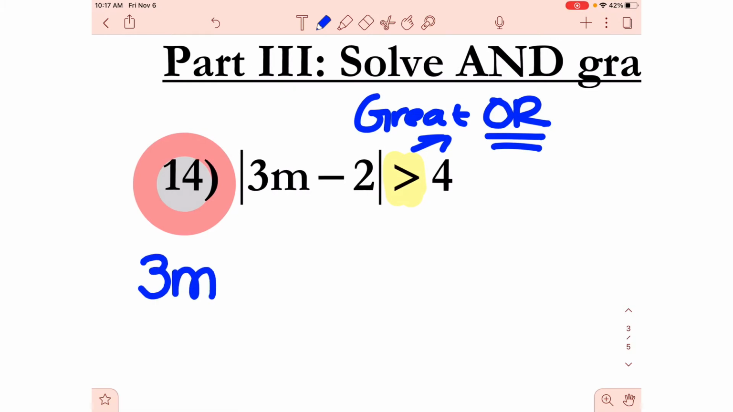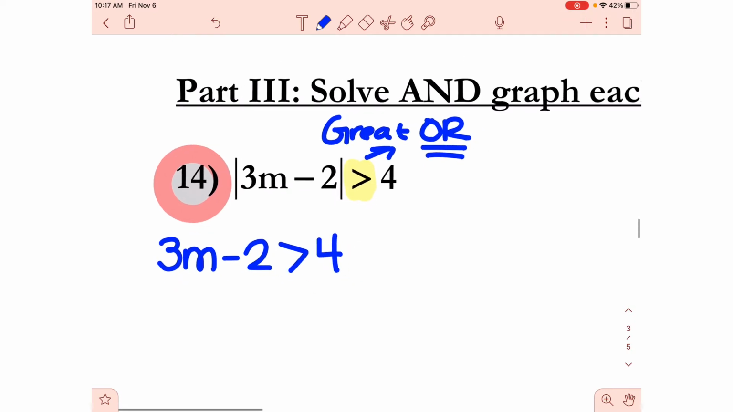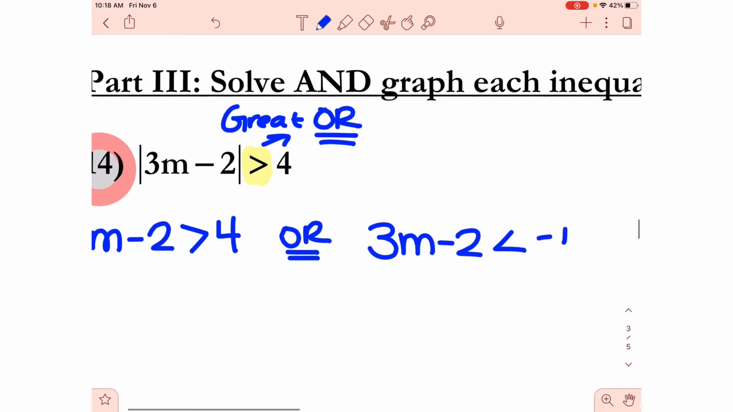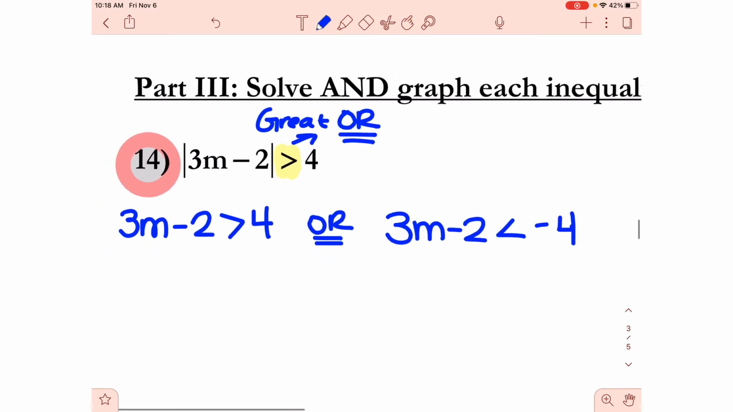So what I'm going to do is I'm going to say this. Okay, the inside of the absolute value, 3m minus 2, it has to be bigger than the number 4, or it could also be smaller than negative 4, because if I pick a number smaller than negative 4, like negative 10, and then I take the absolute value of it, I get positive 10, and positive 10 is greater than 4. So the other scenario is to take 3m minus 2, flip the inequality sign, so from greater than it flips to less than, and negate the number. Positive 4 turns to negative 4. So you flip, you negate. That's how you set up these or problems.